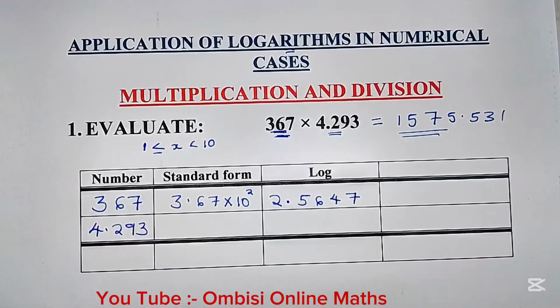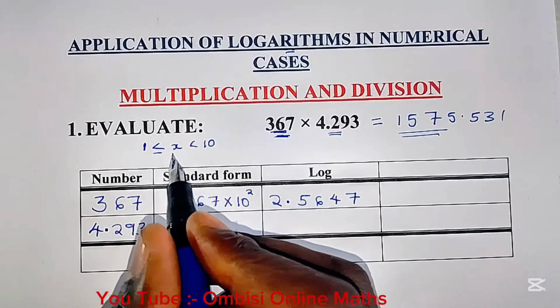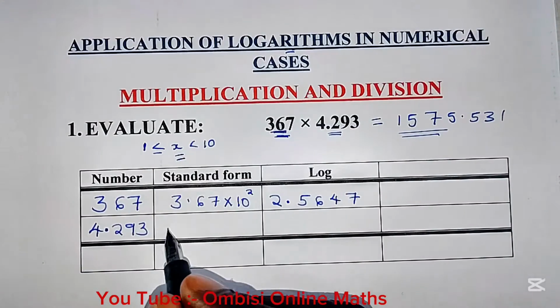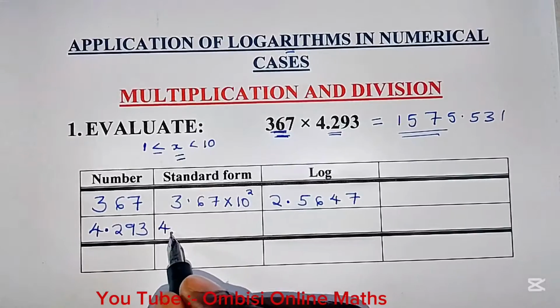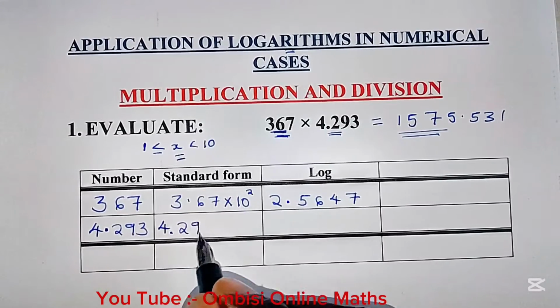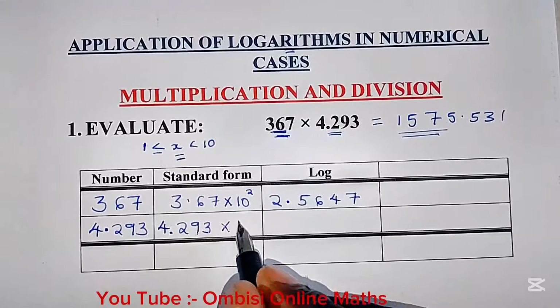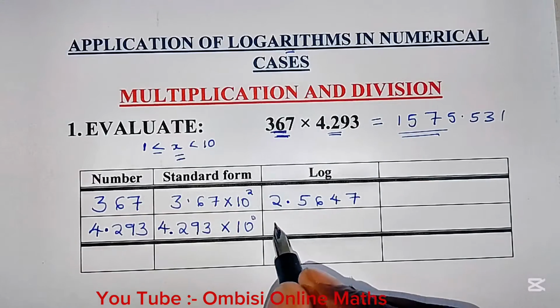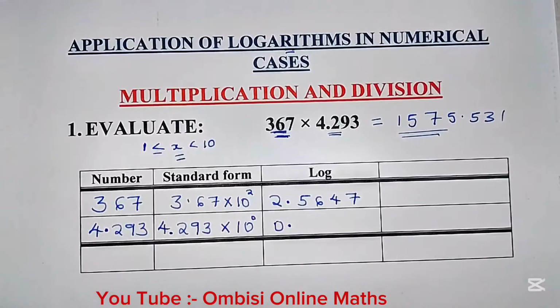4.293. Now, 4.293 is within the standard form range, so the decimal point is not going to move anywhere. So this one becomes 4.293, then multiplied by 10 raised to the power of 0, because the decimal point did not move. So the logarithm is 0. We look for the logarithm of 4.2 in the column of 9.